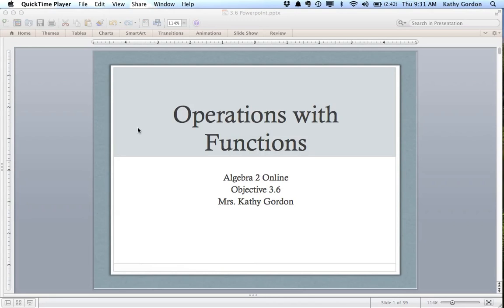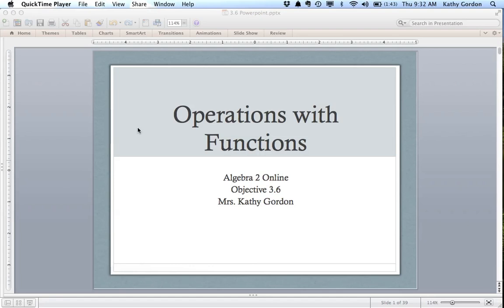Objective 3.6, Operations with Functions. So in the second half of this chapter, we are looking at various ways in order to create new functions. So our parent functions are sort of the building blocks, the places that we start in order to make the functions that we need.